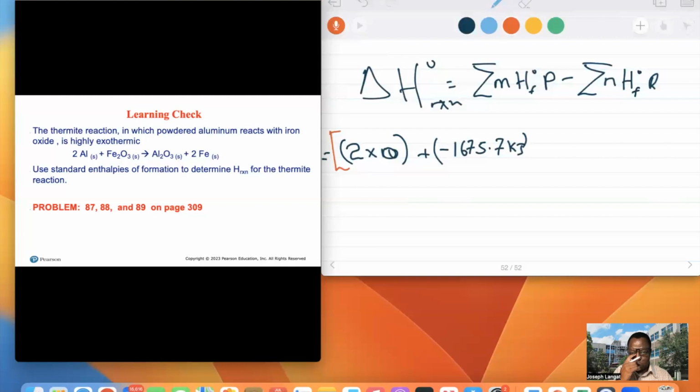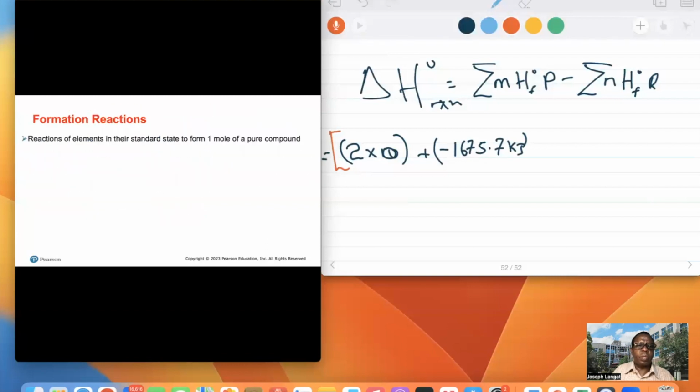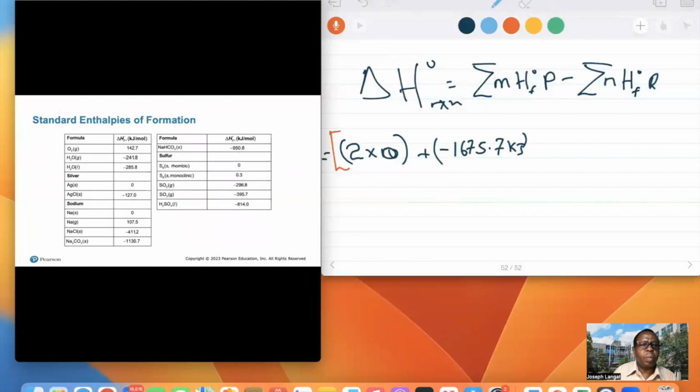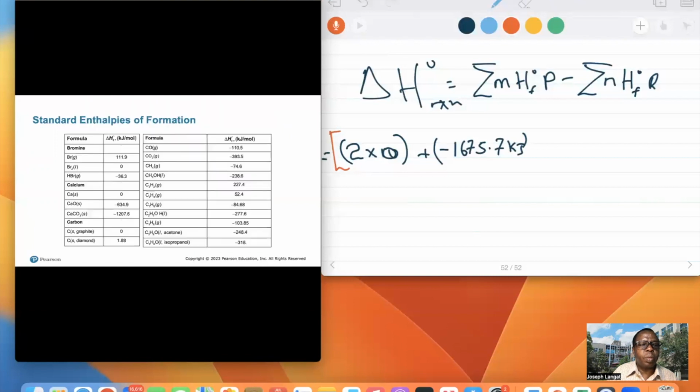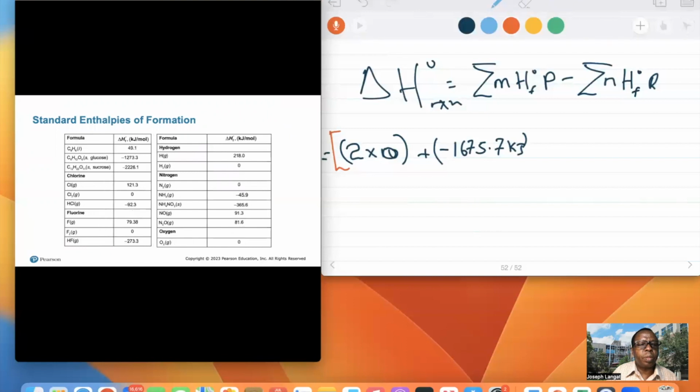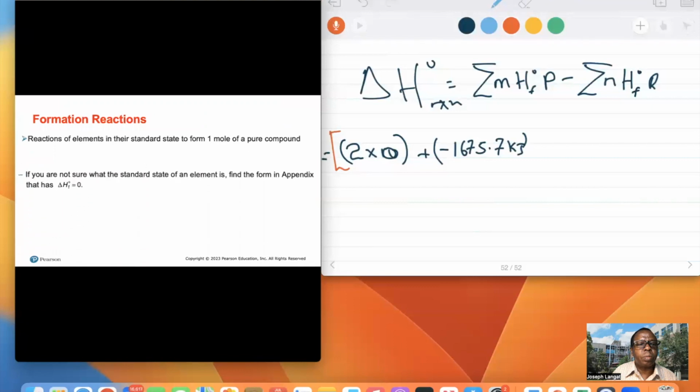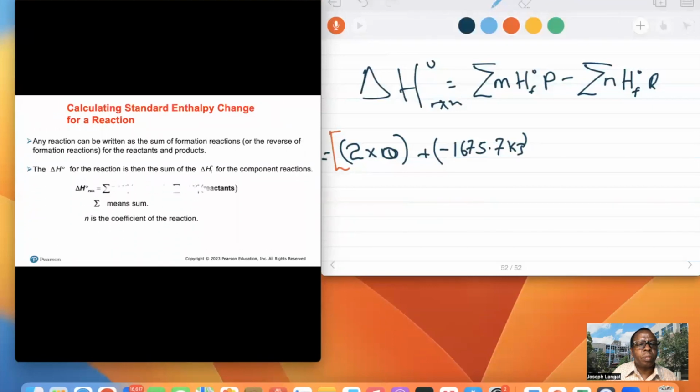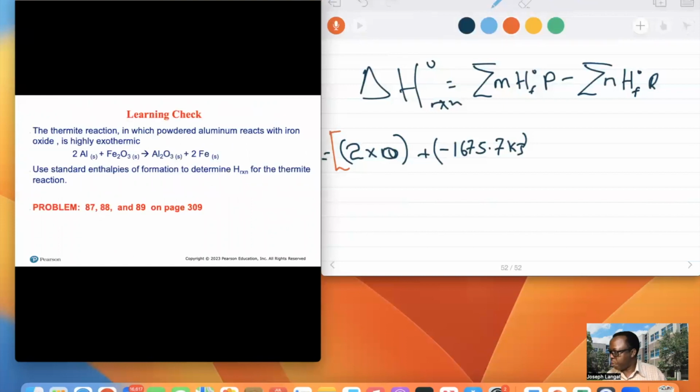All right, aluminum oxide. If I go back to that table, it's not there. I'm not sure if we have it here. Maybe I got it from the appendix, aluminum oxide. So anyway, we use that equation and multiply by 2 for aluminum oxide, minus, for aluminum, it is 0.